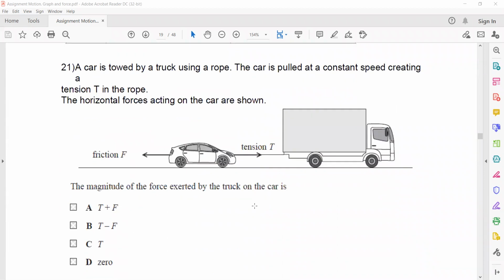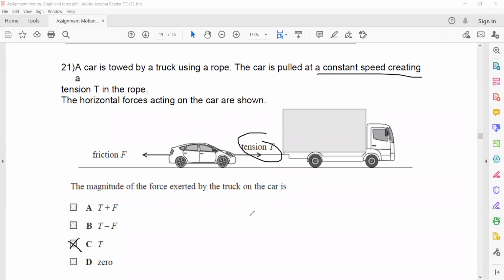In question 21, a car is towed by a truck using a rope. The car is pulled at a constant speed, creating a tension T. The horizontal force acting. The magnitude of force exerted by the truck on the car. The force which the truck is exerting on the car is equal to the tension T. And T minus F will be equal to 0, as it is pulled with a constant speed. So C is the right answer.